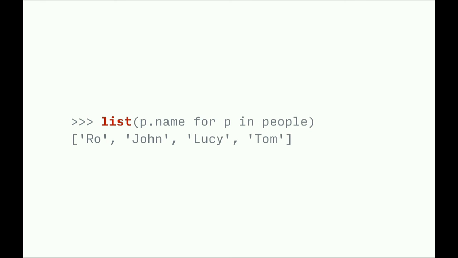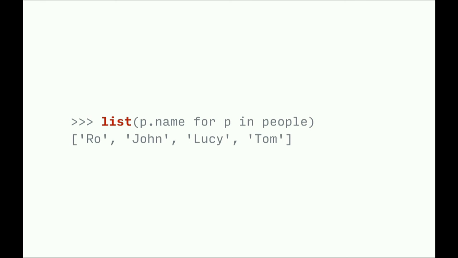So we can pass the generator to list. In this case, we can actually remove the round brackets from the generator because we're just going to put them straight into list. And we can see we get the values out. So this is the same as our list comprehension.